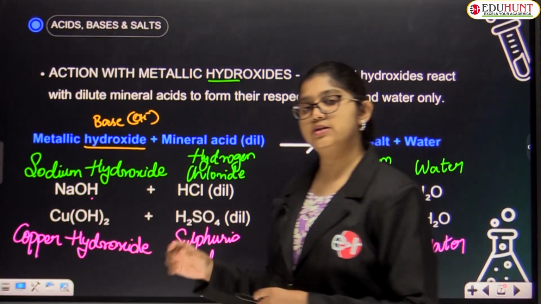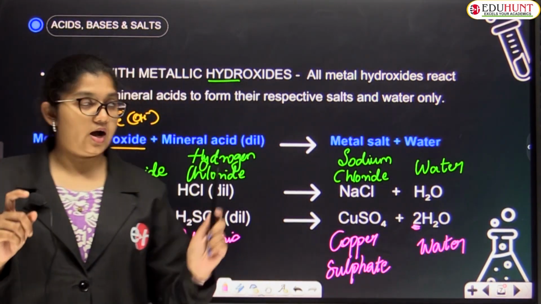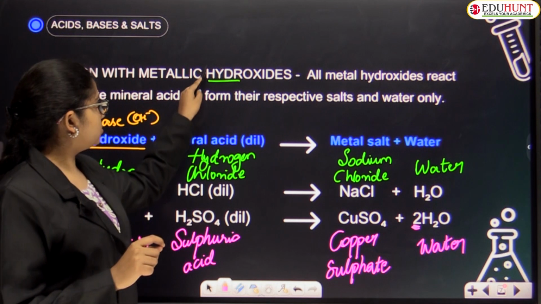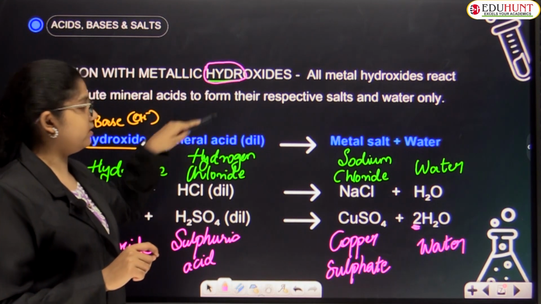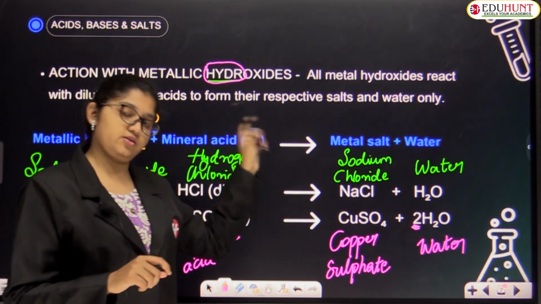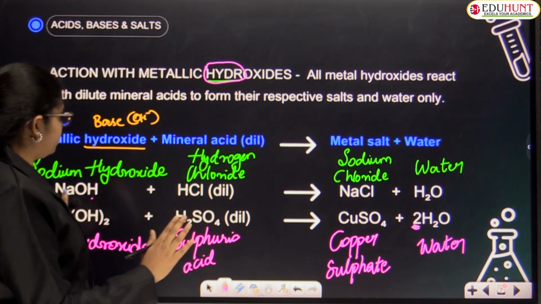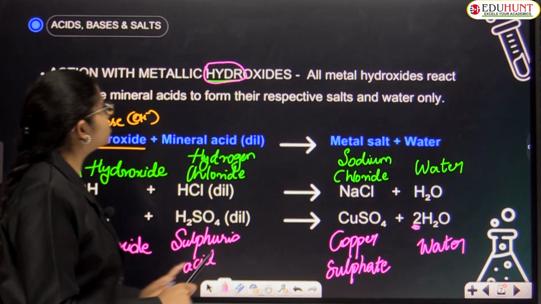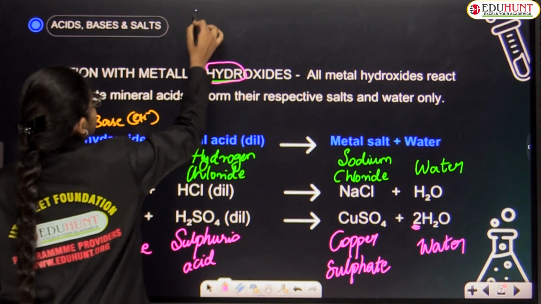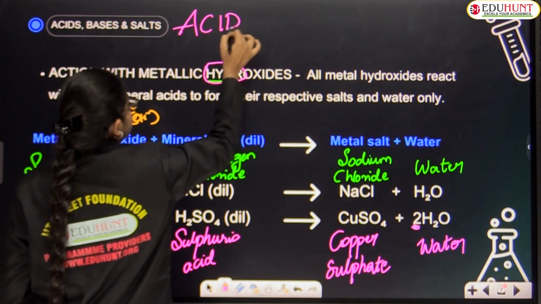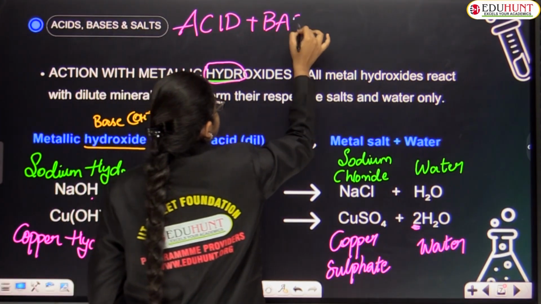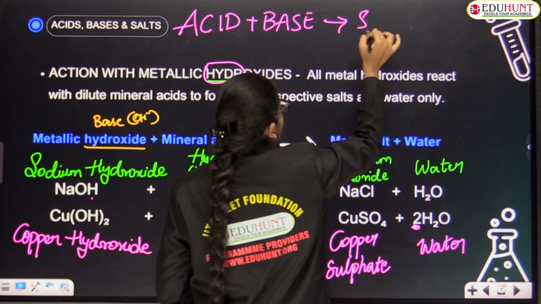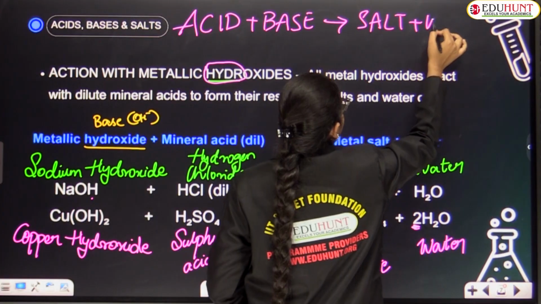Everything is similar, children, but there is one small difference. This word is adding hydr. Before one is oxide, it is hydroxides. Okay. So here briefly, if you see, when acid is reacted with base, it gives salt plus water. It is a neutralization reaction. What is neutralization reaction? When acid reacts with base, it gives rise to salt plus water.